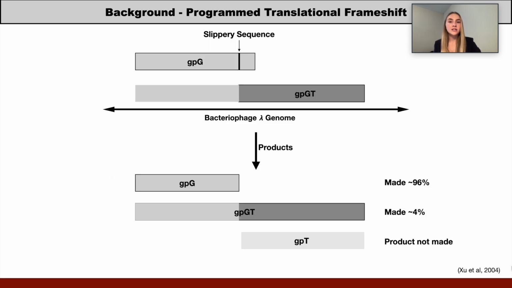So the programmed translational frameshift that I will be focusing on today has been highly researched within bacteriophage lambda. About 96% of the time, the ribosomes translate the open reading frame of gene G to make that one product. About 4% of the time, however, the ribosomes translate the open reading frame of gene G, and once they reach the slippery sequence, slip back a nucleotide, which then forces the ribosomes to start translating the reading frame of gene T to form this fusion protein, also known as a frameshifted protein. And note how gene T is not one of the products made.